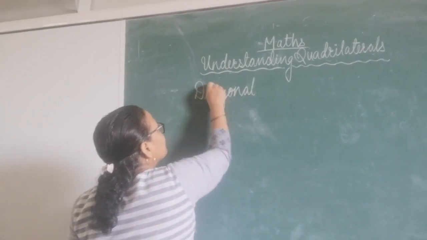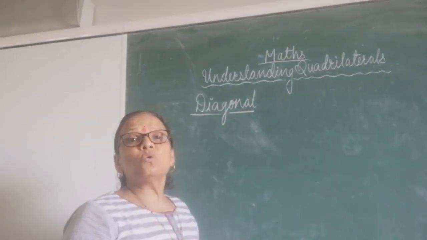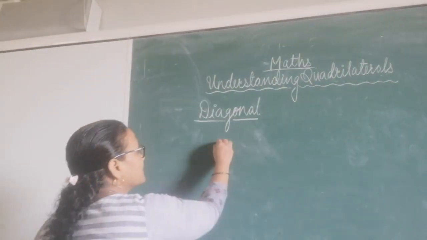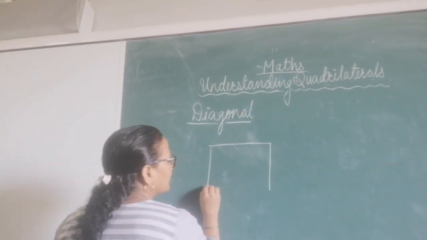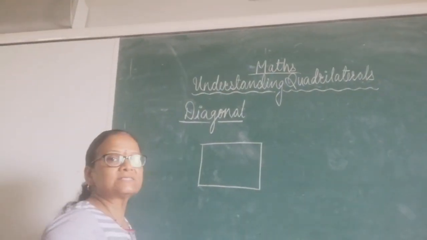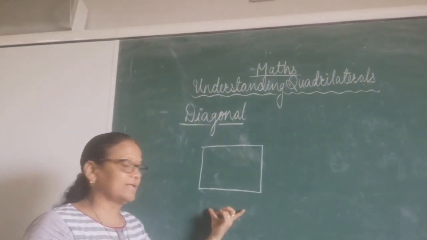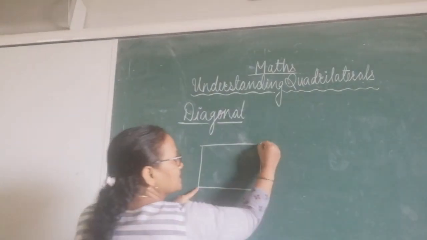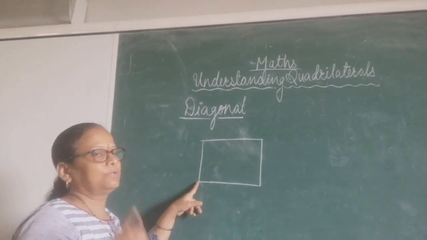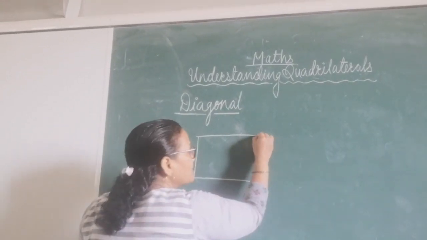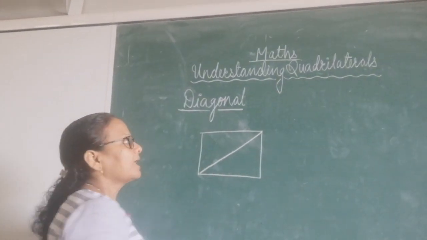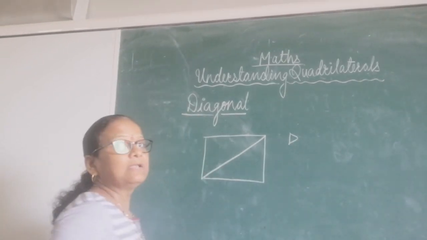A diagonal is a line segment which joins two non-adjacent and non-consecutive vertices. For example, suppose I am talking about the rectangle. In a rectangle, these two vertices are called adjacent vertices, but these two are called non-adjacent or non-consecutive vertices. When you join these non-consecutive vertices, this is called a diagonal. A diagonal is denoted by capital D.